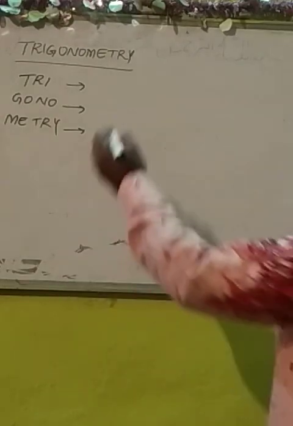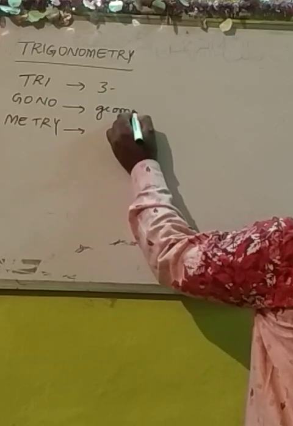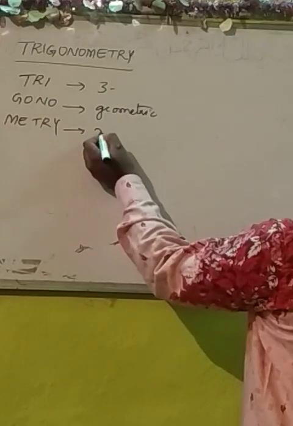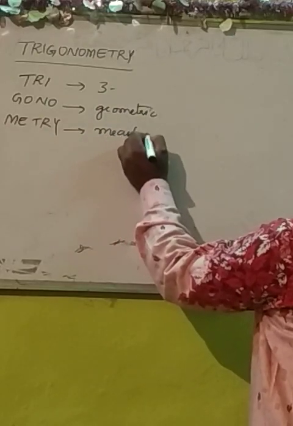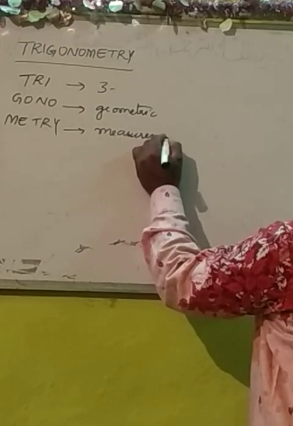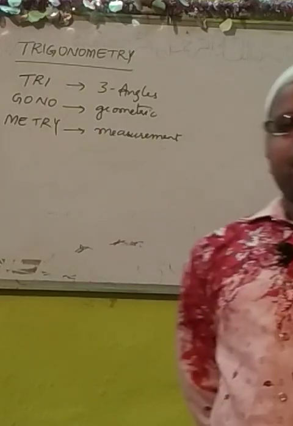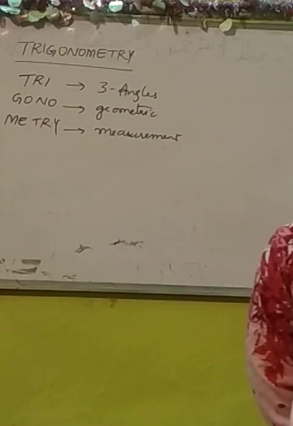Tri means, in scientific terms, three. Gono means geometric, and metry means measurement. So we are measuring three angles of the geometric measurements. Trigonometry was basically started by Pythagoras. So what is Pythagoras's statement?